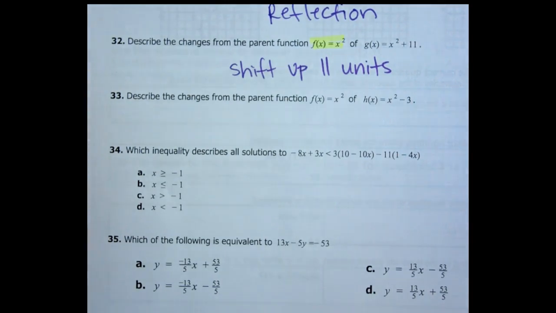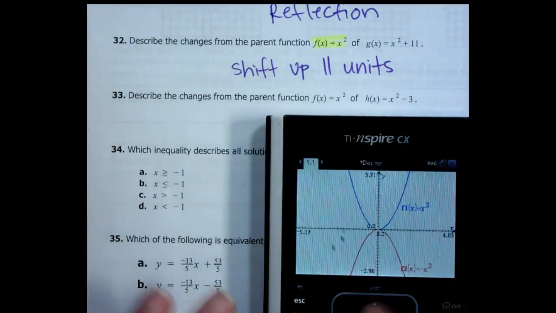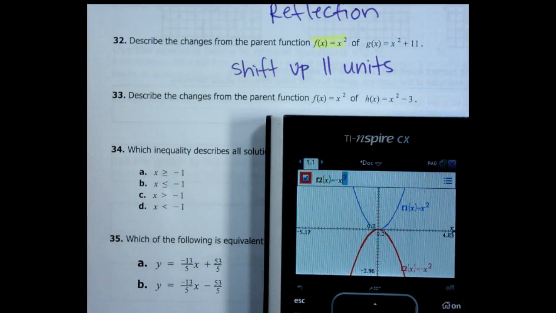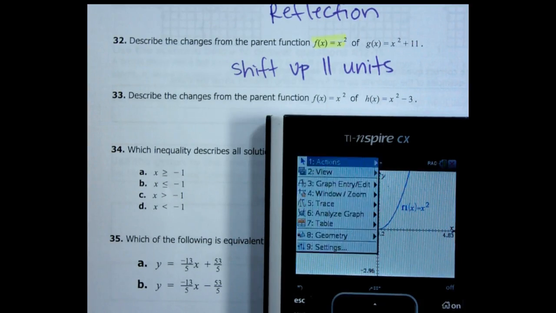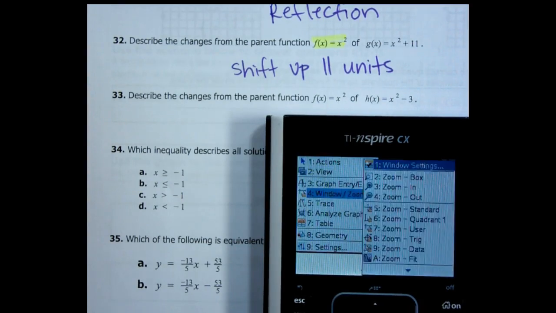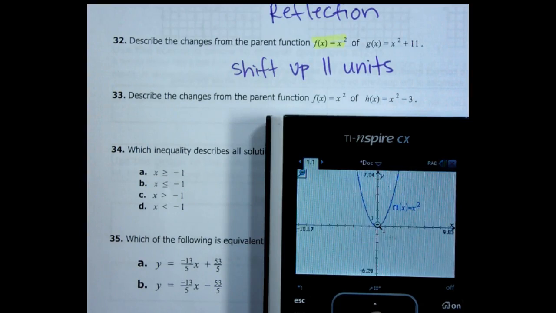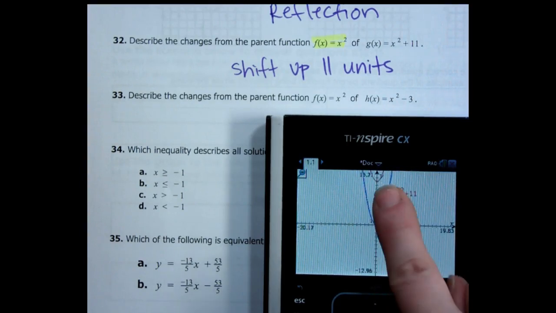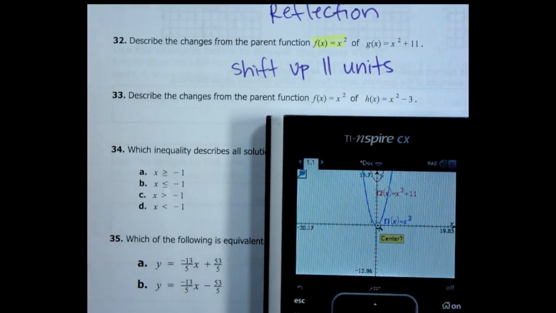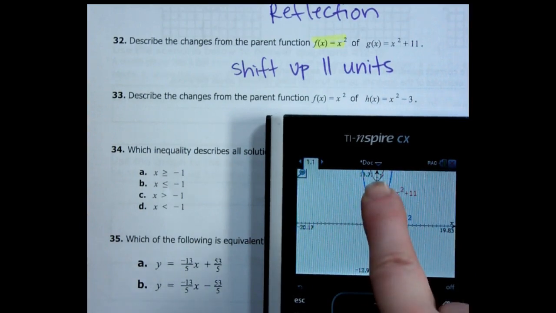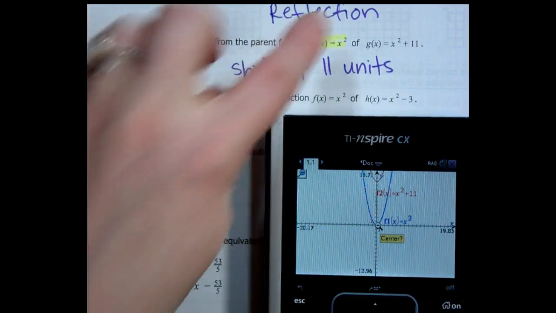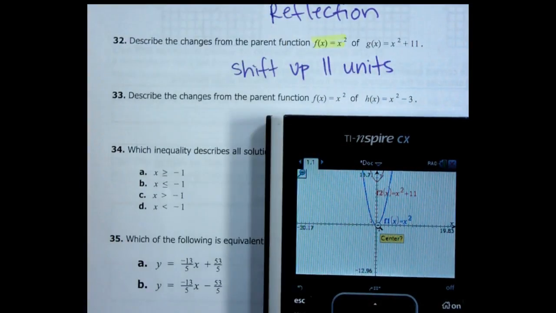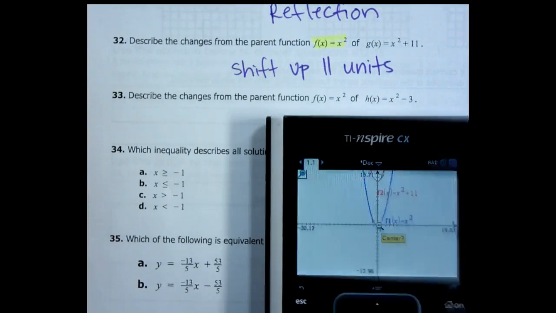Okay, if we wanted to look and see what that looks like, tab. x squared plus 11. I can't see it. Oh no, my calculator's broken. No, it's not. Zoom out. Menu, zoom, zoom out. There it is. It's way up there. Okay, so it shifted up 11 units. We did not multiply by anything, so it's not wider or more narrow. So it should be the exact same steepness.